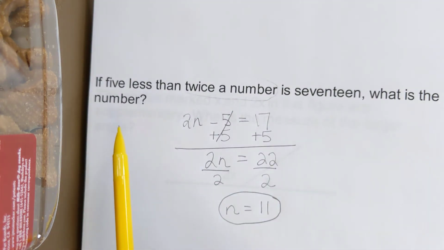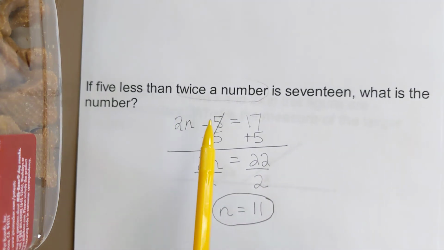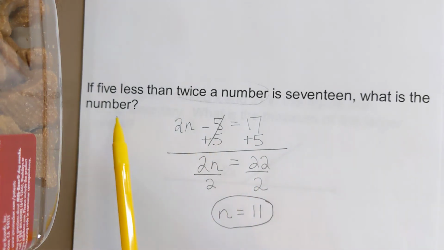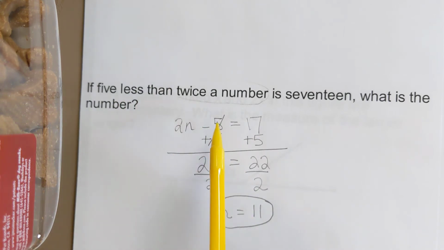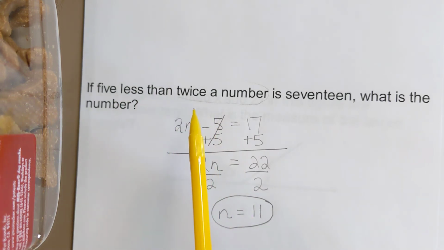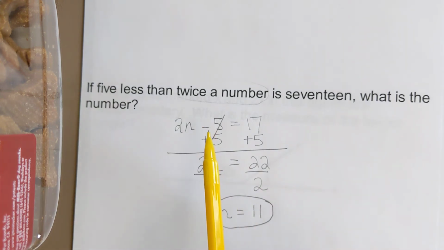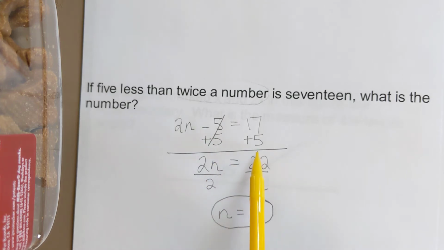All right, so here we had a statement that said, if 5 less than twice a number is 17, what is the number? Okay, so 5 less than, that means I had to subtract 5. 5 less than twice a number, there's my 2n for twice a number, is 17. Okay, and it's asking us what is the number. So to solve for that, I had minus 5, so I will add 5 to both sides. Those cancel out. I get 2n equals 17 plus 5 is 22. Divide both sides by 2. My number is 11.